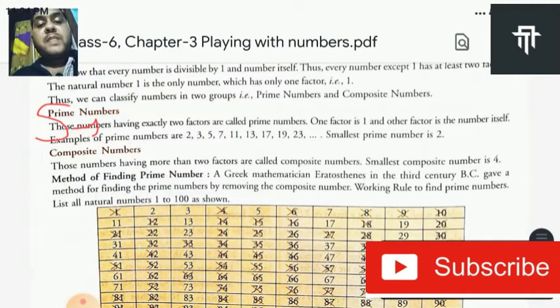So 5, the factors of 5 are 1 and 5. So it is also a prime number because its factors are 1 and 5.